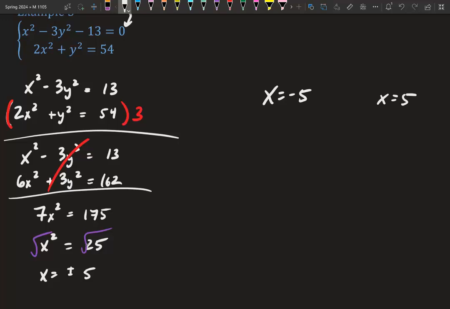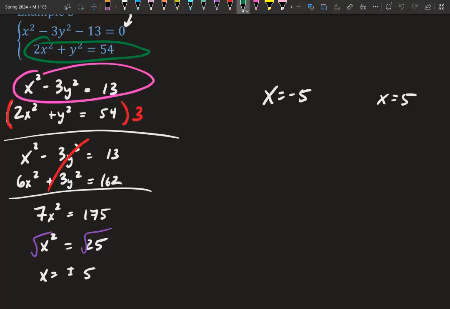Now we're going to figure out which one we want to plug it into. It doesn't matter. You can plug it into the top, you can plug it into the bottom, you can even plug it into this one right here. It does not matter. Now we need to solve for y, so I'm actually going to plug it into this one. Why? Because there's nothing in front of y squared. Because y squared is just y squared. So I'm going to plug it into 2x squared plus y squared equals 54. However, it doesn't matter. You decide. You get to choose your destiny with this.